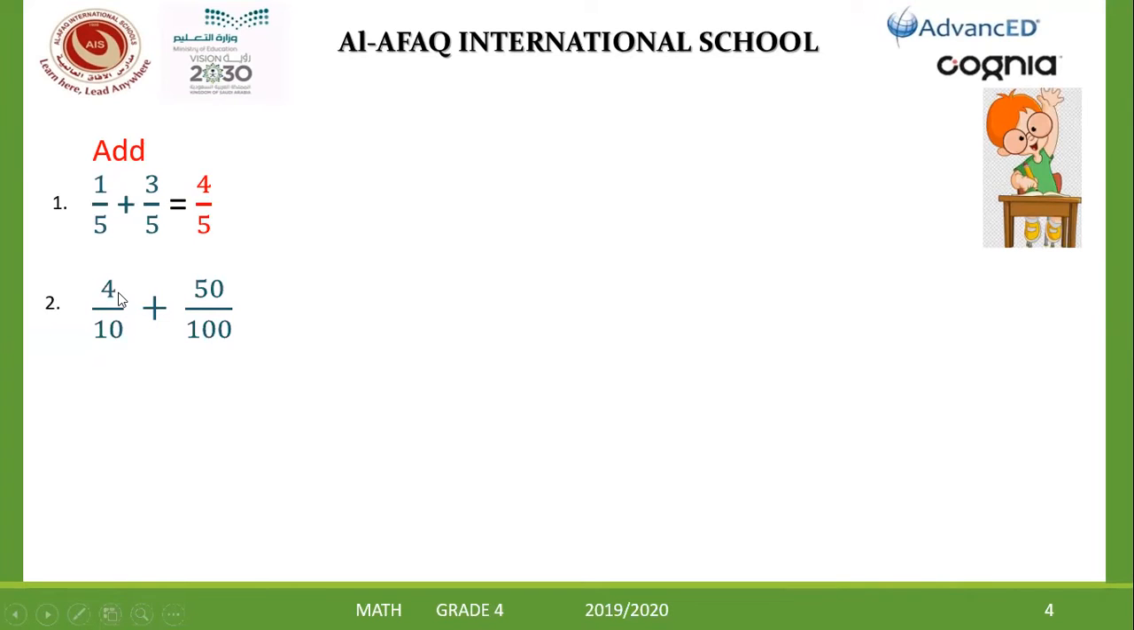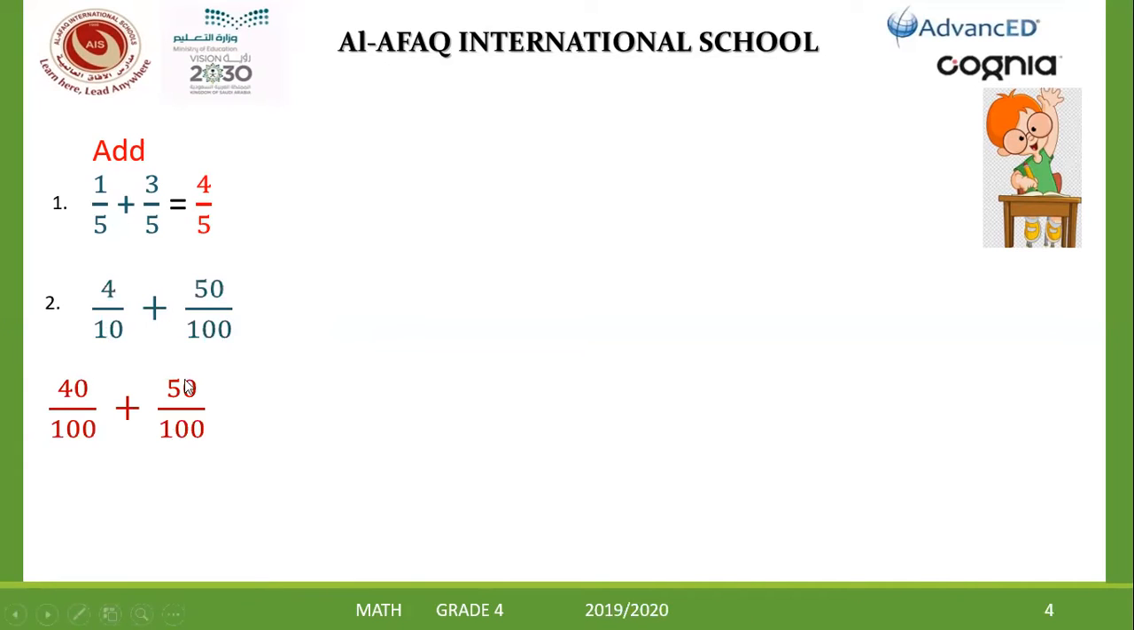Multiply what? Multiply the numerator and denominator by the same number. So if we multiply 4 over 10, both of them by 10, we will get 40 over 100. And keep the second fraction the same, so 40 over 100 plus 50 over 100. By getting the equivalent fraction, 4 over 10 as 40 over 100, we get the same denominator. So, by this way, we got the trick for adding fractions that have the same denominator.